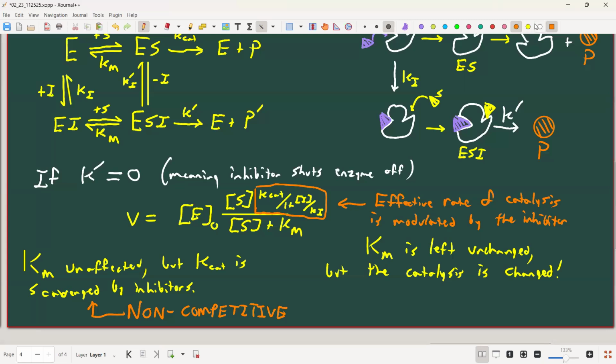Right. And then sometimes, the assumption here is that the manager shuts you off completely so that you never go this way. But maybe the inhibitor only slows you down a little bit, but you can still make products with the inhibited enzyme. This goes through K prime. And so if K prime is not 0, we call this mixed inhibition. Right? Which means that, again, it slows, but not completely.